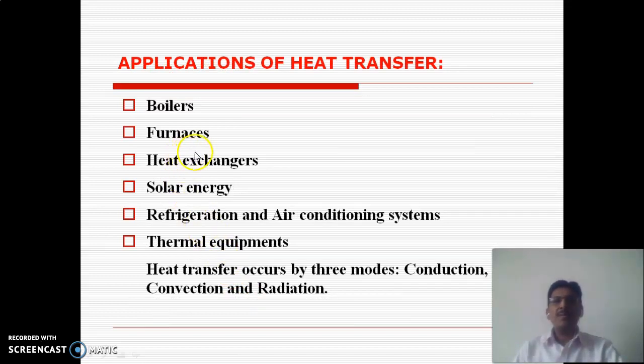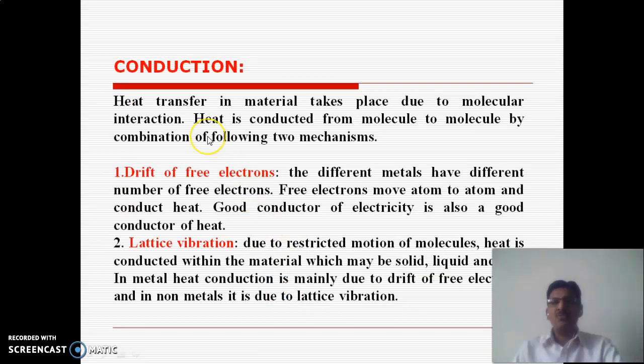If you see the different applications of heat transfer, then boilers, furnaces, heat exchangers, solar energy, refrigeration and air conditioning systems, and thermal equipment are the applications of heat transfer. Heat transfer generally occurs by three modes: conduction, convection and radiation. The first mode of heat transfer we will see is conduction.